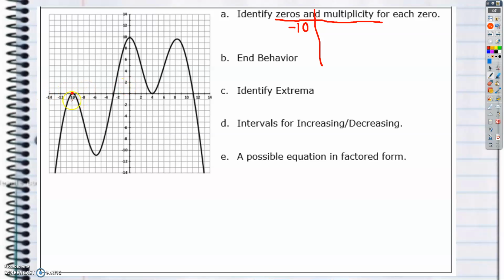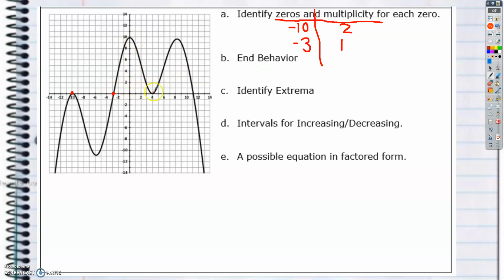And so if you look at the graph, what's it doing at negative 10? It's touching the x-axis and then bouncing off of it. So that implies that our multiplicity is a positive 2. Okay, so now we're going to go to my next x-intercept, which is right here. And I'm going to say that is negative 3. And since it just goes straight through, that means my multiplicity is 1.